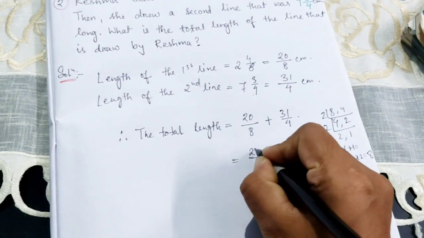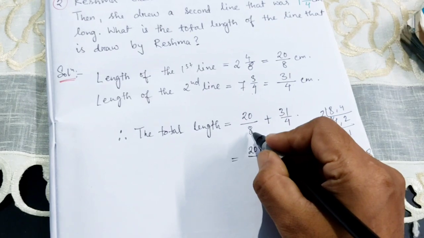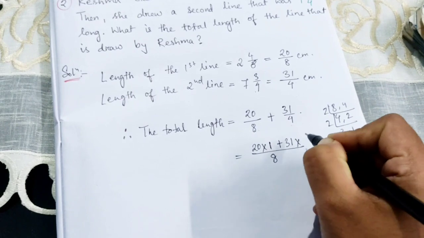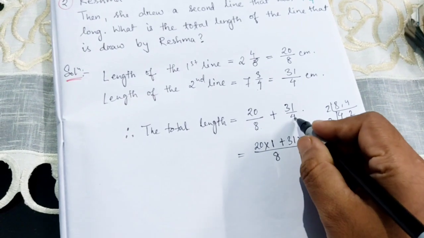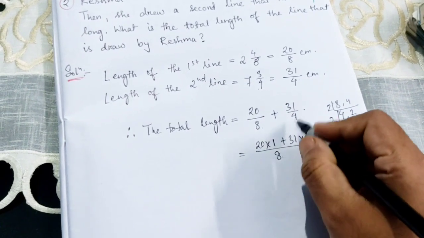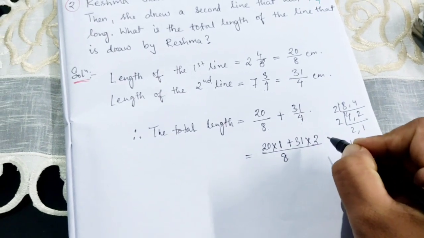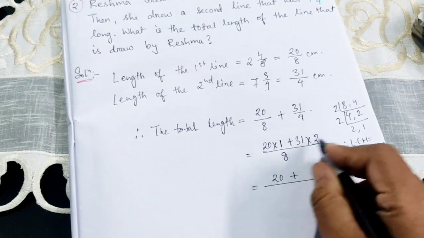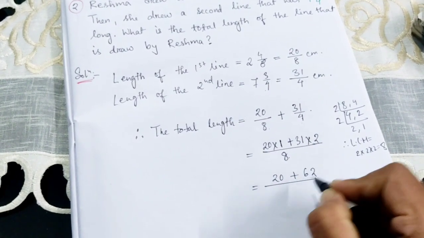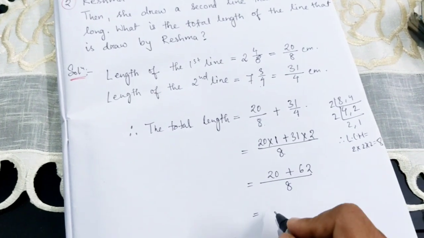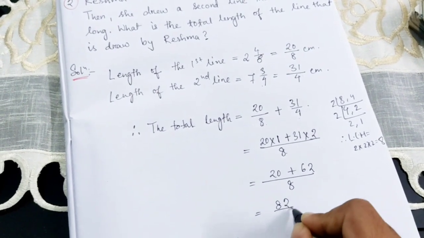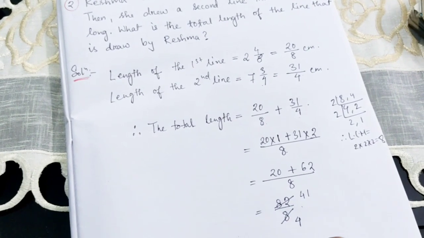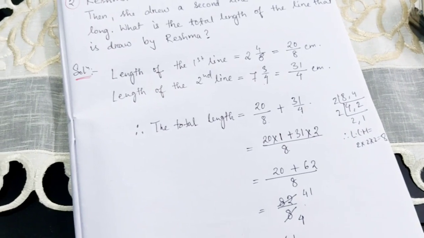Now write the numerator; you divide 8 by 8, you will get 1. Again write the numerator, then you divide this denominator by the LCM. 4 twos are 8, so write 2 here. Now multiply it: 20 into 1 is 20, and 31 into 2 you will get 62, over 8. Again you do addition, 82 by 8. Now you can cancel it: 2 fours are 8, 2 fours are 8, 2 ones are 2. So you will get 41 by 4.